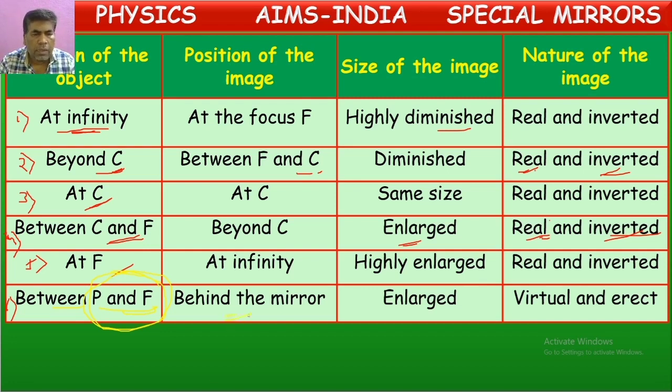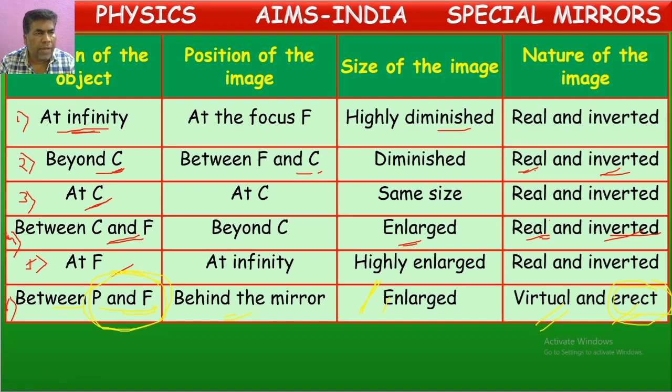Okay, the size also will be enlarged. So it is formed behind the mirror. The size will be enlarged. Nature will be virtual and erect. So except in last case, in remaining all cases, the nature of image is real and inverted. Except in last case, it is virtual and erect. So it is not inverted, it will be erect in last case.